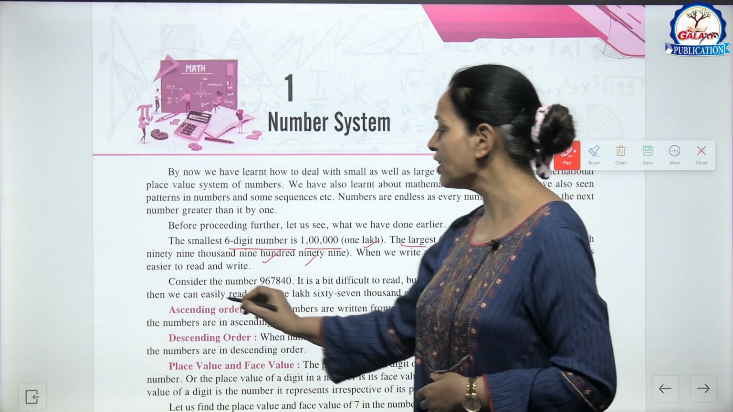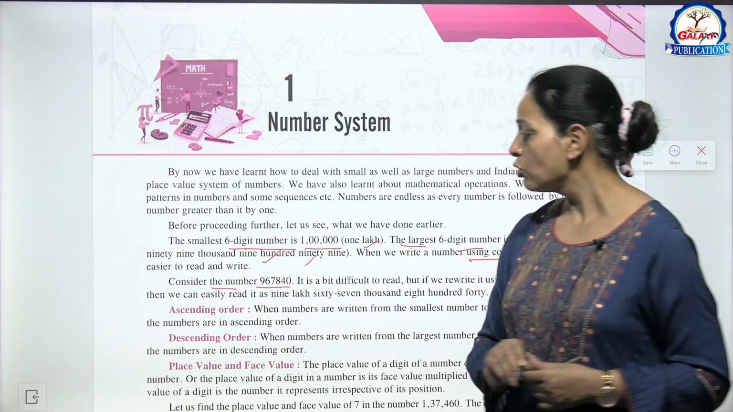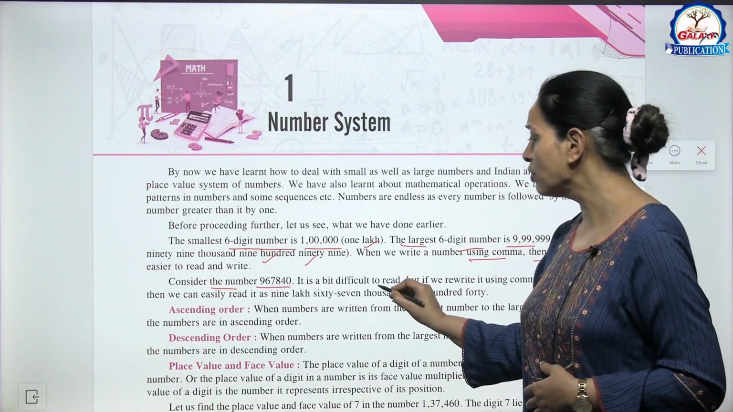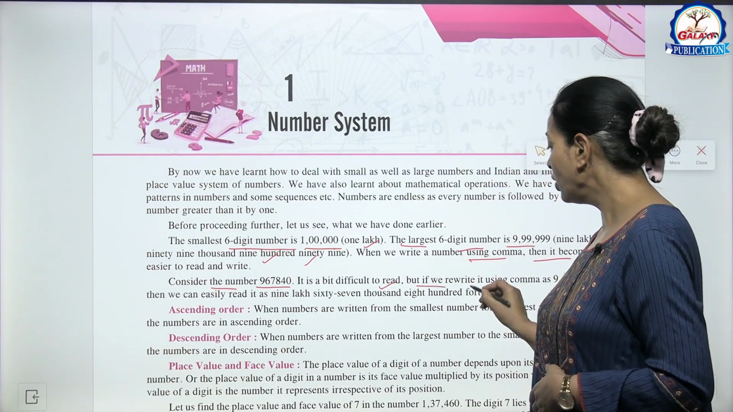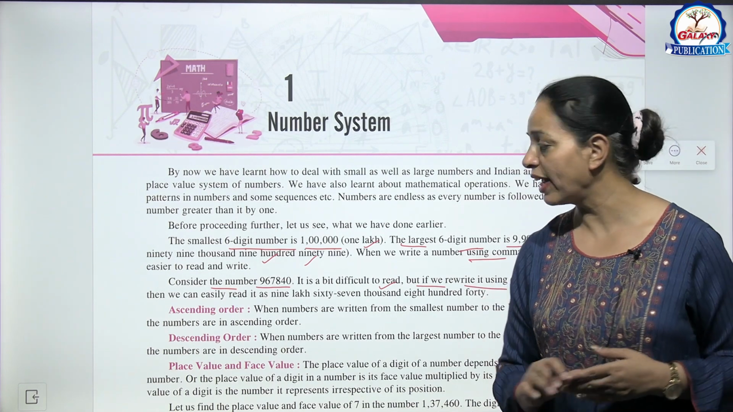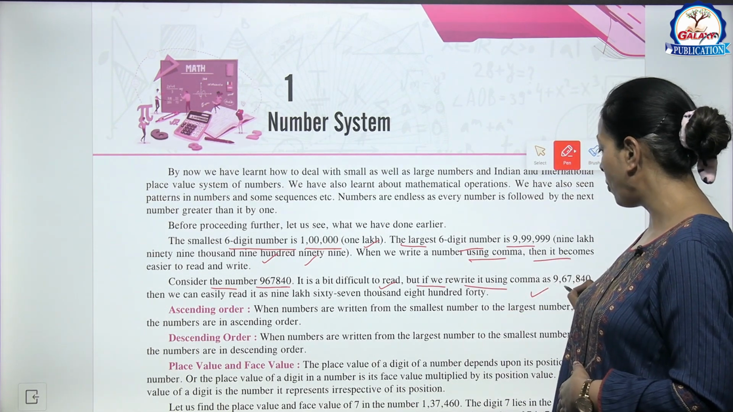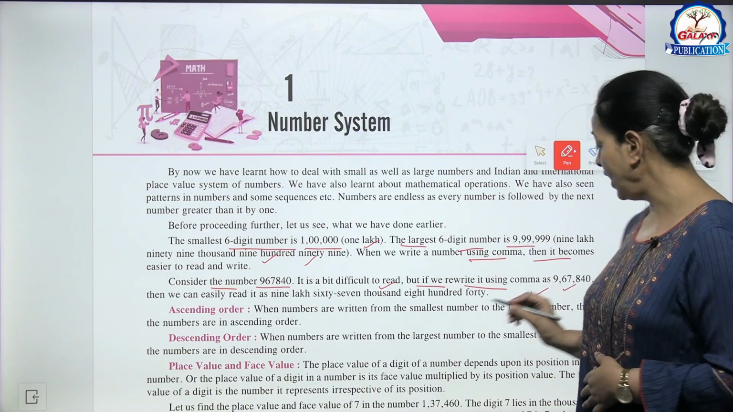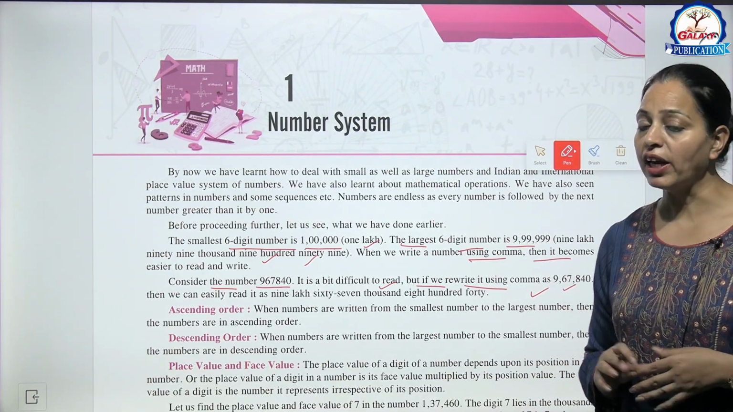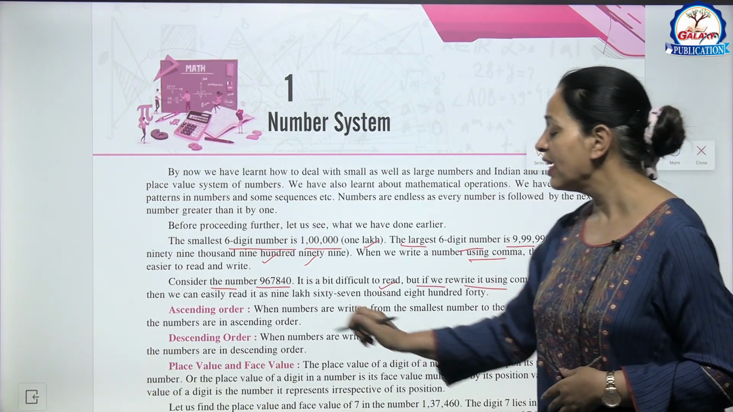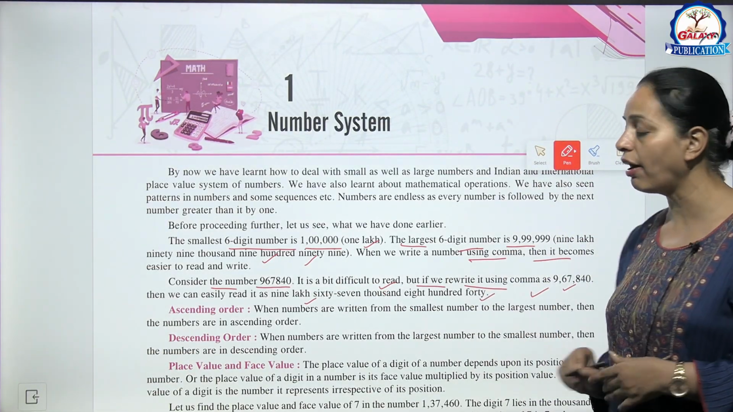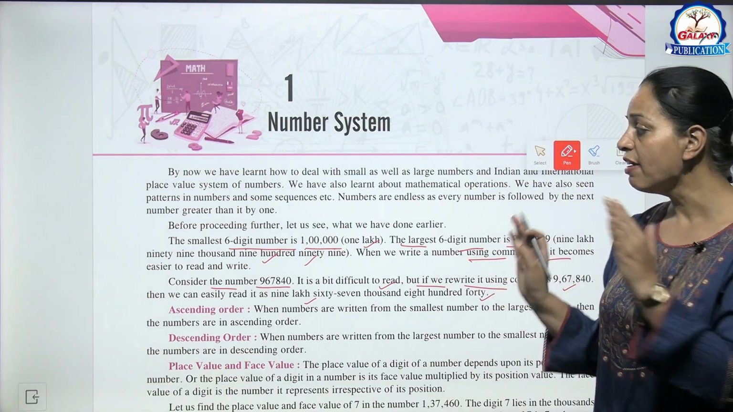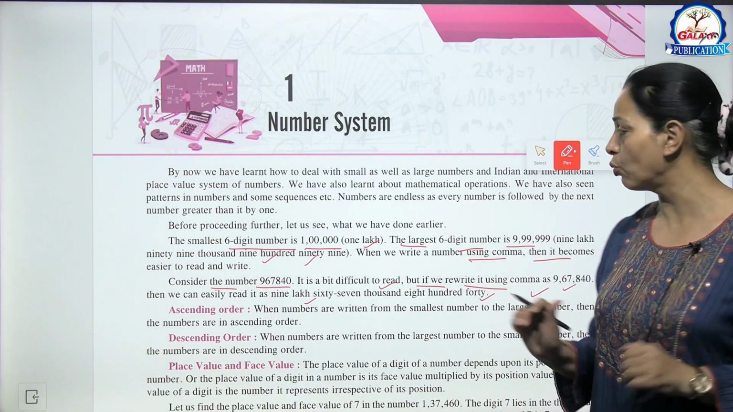Okay, so consider this number. It is a bit difficult to read because we don't have any commas. But if we rewrite it using commas like this, 9,67,840, then we can easily read it as 9,67,840. I think this point is clear to you.